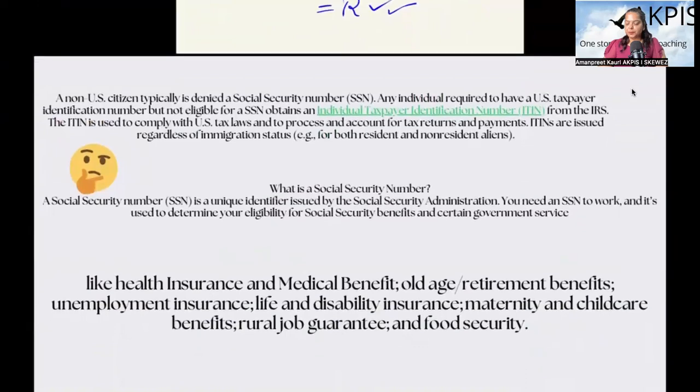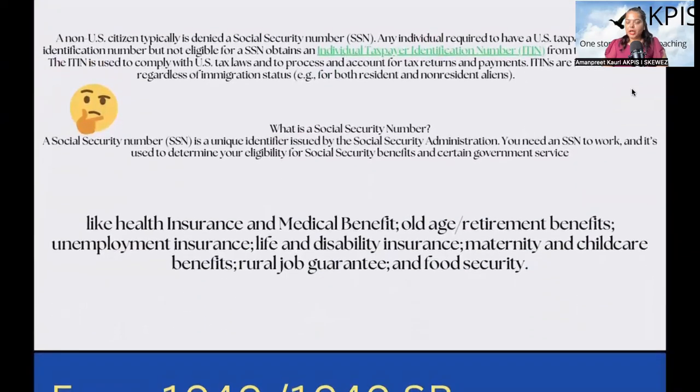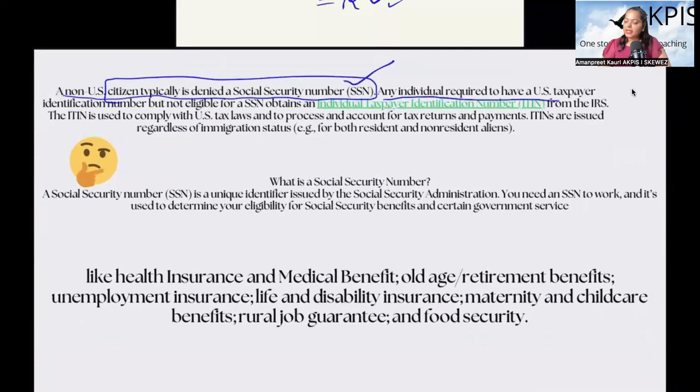Let's proceed further now. A non-US citizen is typically denied a social security number. So what is this SSN? That is for the purpose of claiming certain social security benefits, let's say health benefits and all. A person who is a United States citizen is given a social security number. But what about the person who is not a US citizen? He is not given this SSN. So in that particular situation, any individual who is required to have a US taxpayer identification but is not eligible for an SSN obtains an individual taxpayer identification number.